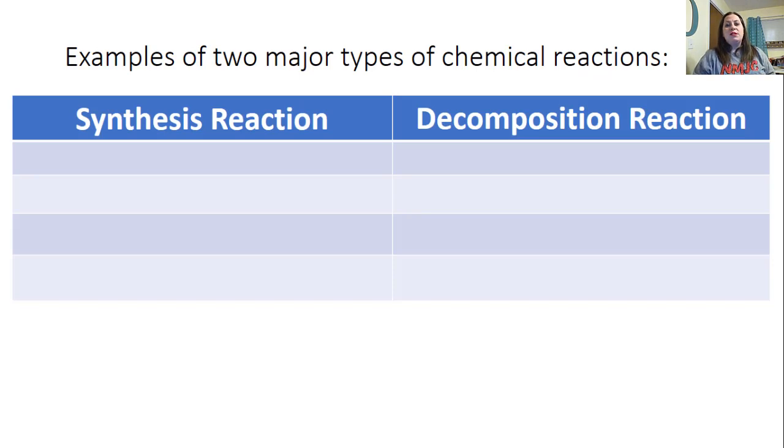So some examples of two major types of chemical reactions that we want to talk about are synthesis reactions and decomposition reactions. Now, synthesis reactions are where I'm going to take two separate things, A plus B, and I'm going to push them together. I'm going to make something. This is where synthesis comes in. Decomposition is the opposite. I started with something larger, AB, and I'm going to break it apart into A plus B. Decomposing it, deconstructing it, breaking it apart.